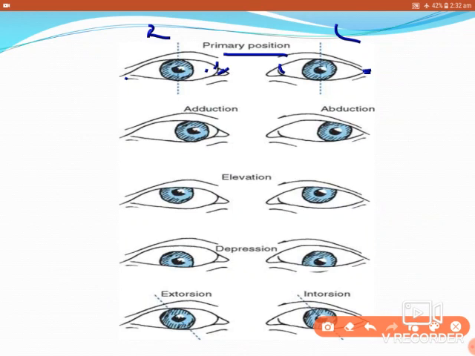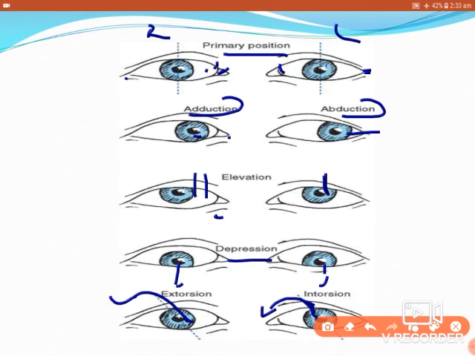Then here the pupil moves medially, this is the adduction. Here laterally, that is the abduction. Here this is the elevation, it moves upwards. Here the pupil moves downwards, this is the depression. Intorsion means that the 12 o'clock position of the cornea rotates towards medially, that is the intorsion, and it rotates laterally, that is the extorsion. Okay.